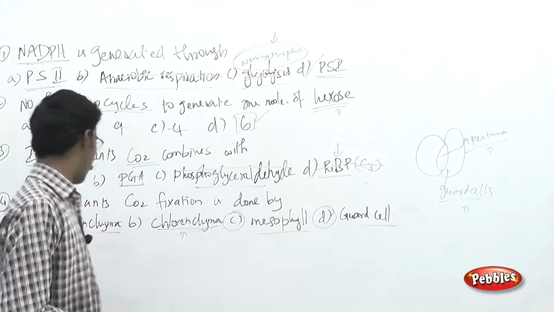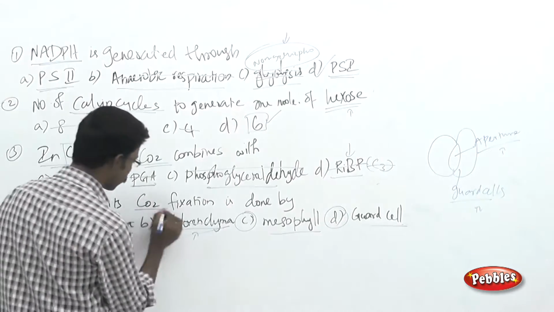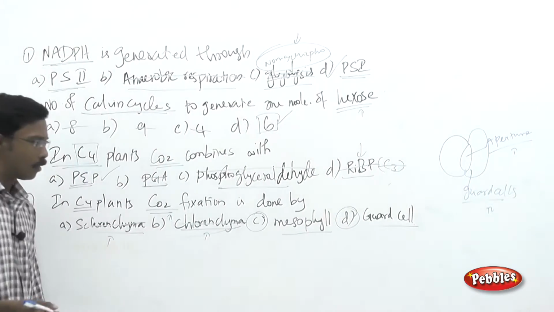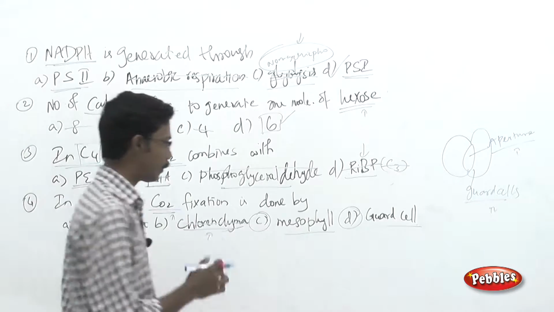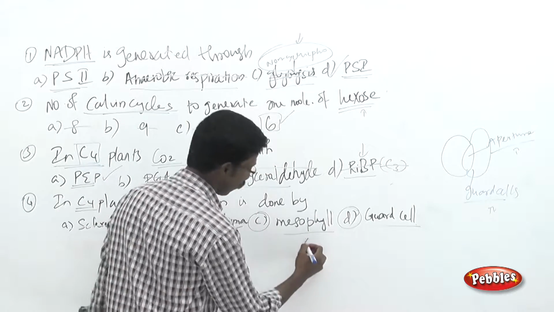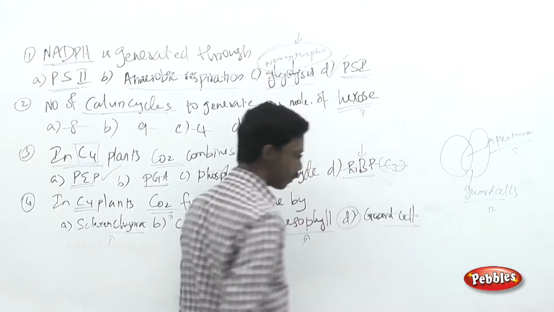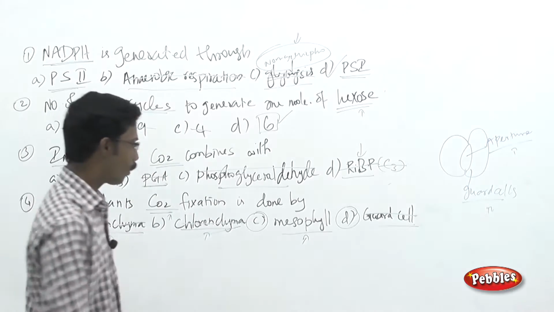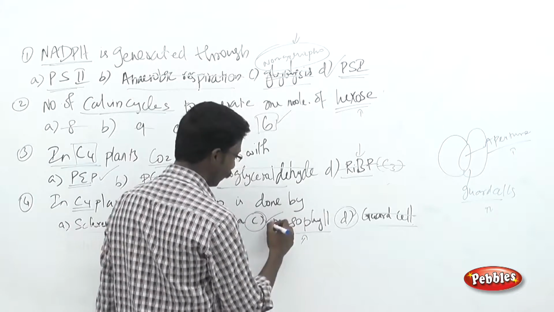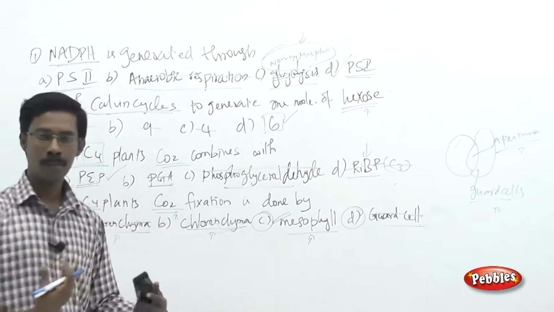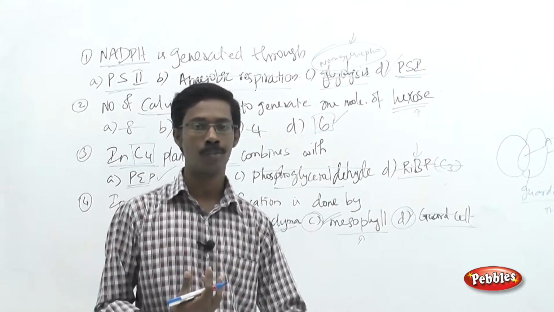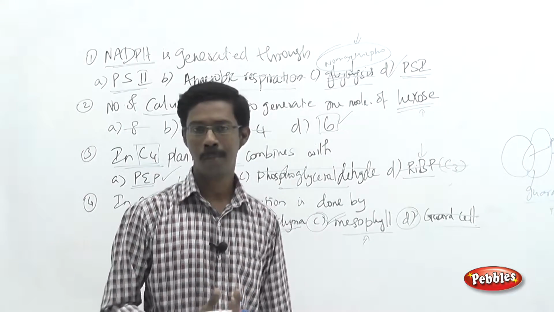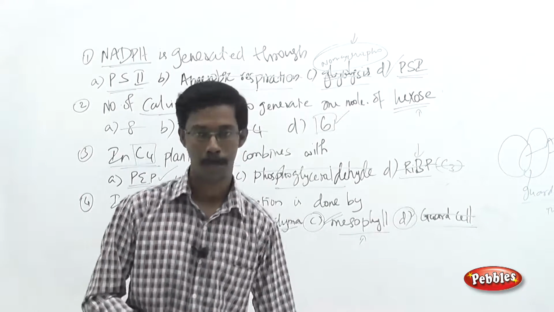But the question is about carbon dioxide fixation. Okay, so the cells involved in carbon dioxide fixation are the mesophyll cells, not the guard cells. So you have to choose the answer mesophyll cells. And all the processes involved in the mesophyll cells, we are going to discuss later while we are discussing some other questions in the same topic.